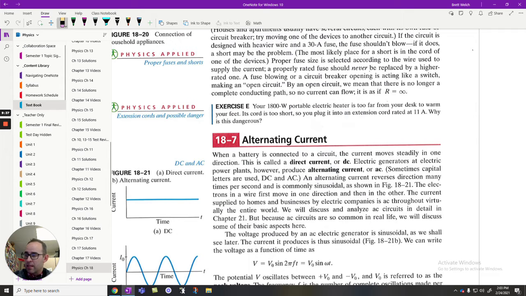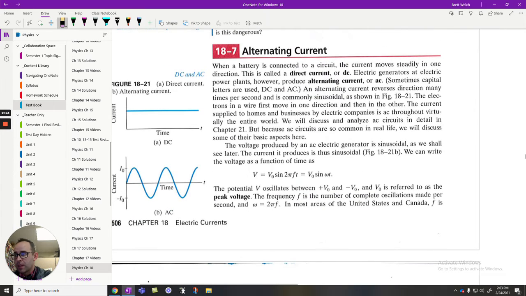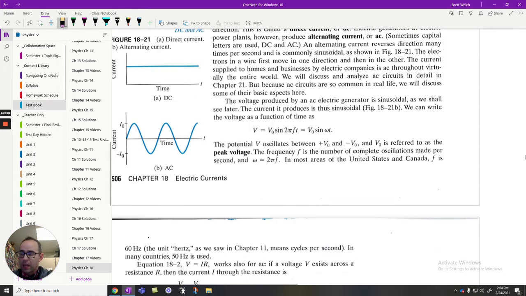Well, what that means is that instead of having a positive terminal and a negative terminal that's always the same, we have one that alternates back and forth from positive to negative, and it's switching directions the whole time. So what that does for us is it creates a sinusoidal wave that looks like this, that represents our current or even our voltage flow from one direction to the other.